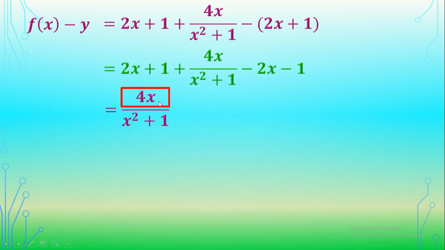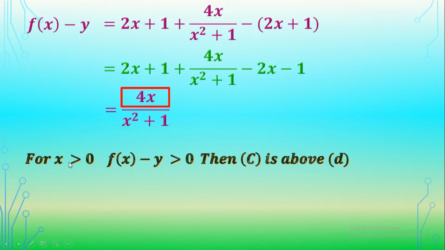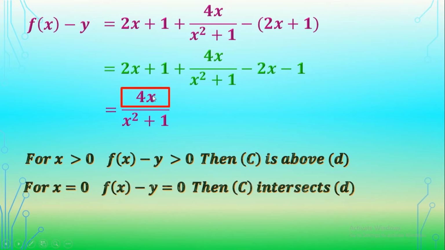And if 4x is negative, f of x minus y will be negative. Also, if you note, if 4x is equal to 0, then f of x minus y will be 0. Now let's see it. Sure, for x positive, we will have 4x positive, then f of x minus y will be positive. In this case, we have the curve C will be above the straight line D. While if x is equal to 0, 4 times 0 will be 0. So f of x minus y will be 0. In this case, we have C intersects D.